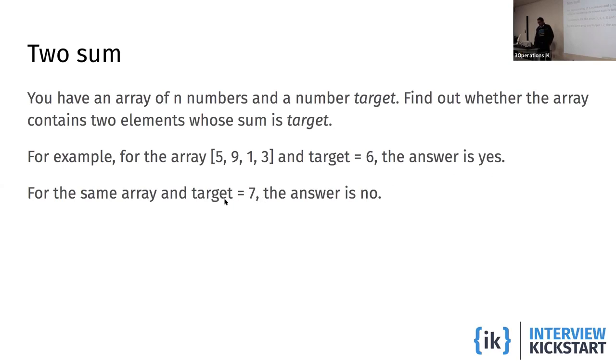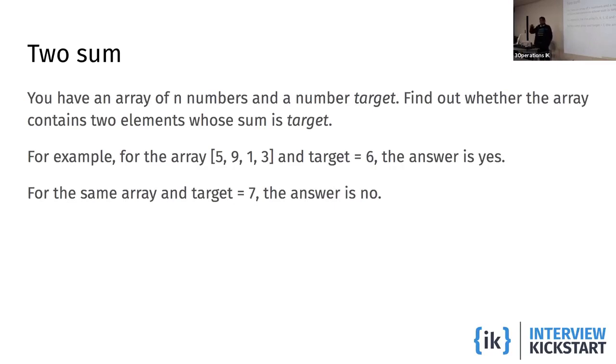But if the target value was changed to 7, then you can see that there is no pair of numbers here which adds up to 7. And so in that case, you have to return a no. So it's a question for which the answer is a yes or a no. These types of problems are called decision problems. It's a general word for problems where the output is either a true or a false, a yes or a no.